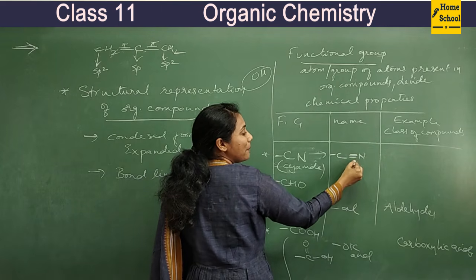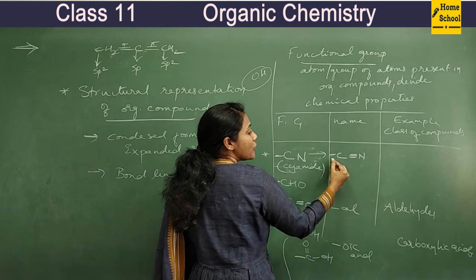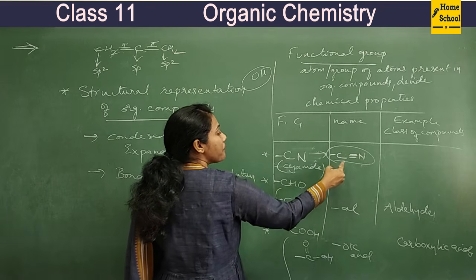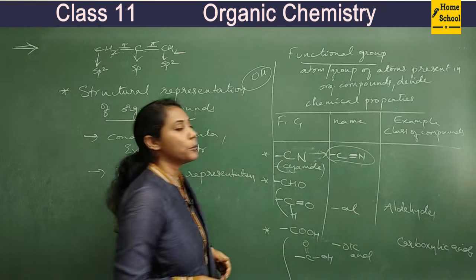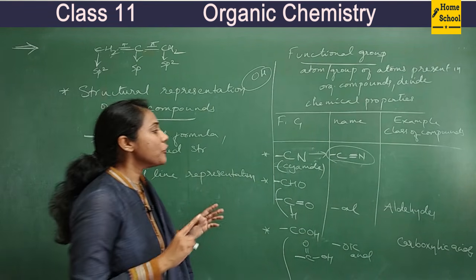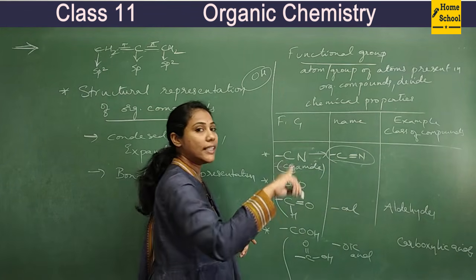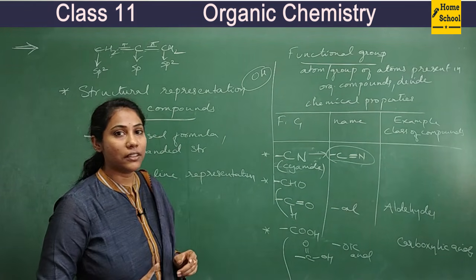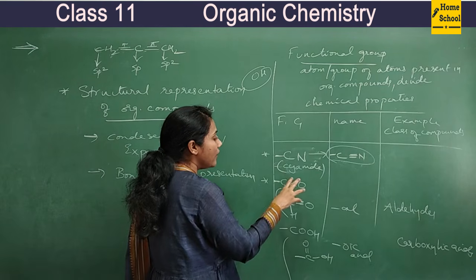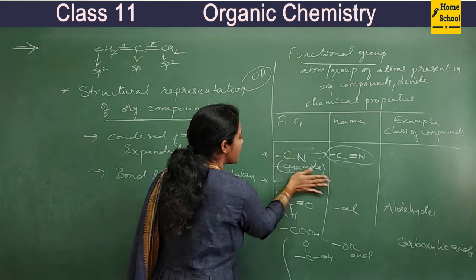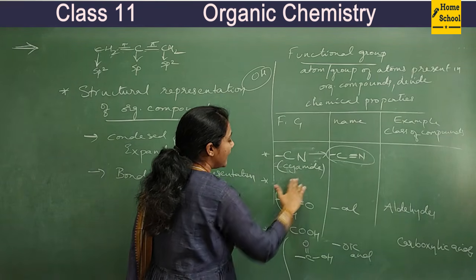Triple bond, you will have a triple bond with nitrogen. So this is the expanded way of writing the CN group. Don't worry about its name. It is actually called the nitrile group. All that we will be learning in nomenclature. I want at least these groups to have an idea about.